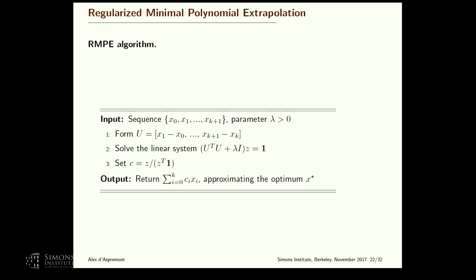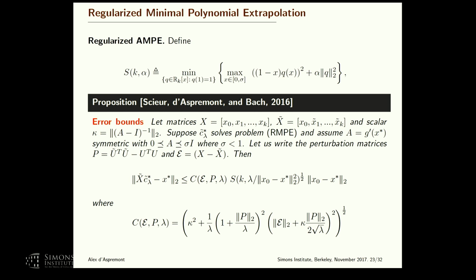It's very simple, so why not spell it out completely? You run an optimization algorithm, whatever it is. You get a sequence of iterates. You set a parameter lambda for regularization. You form the matrix of increments. You solve the regularized linear system, you normalize the weight C, and you return the C weighted average of iterates. That's it, okay? And so we'll see how this performs on generic problems.